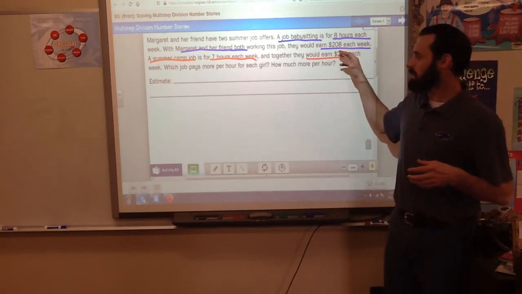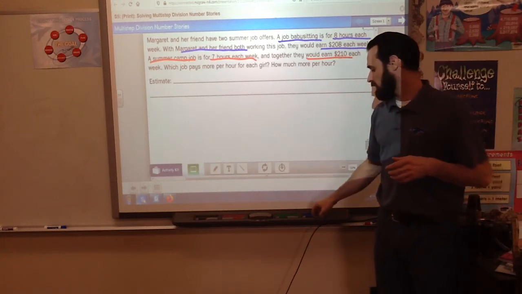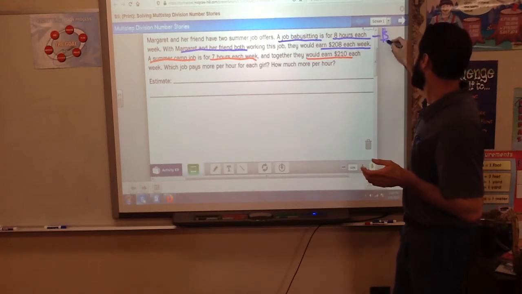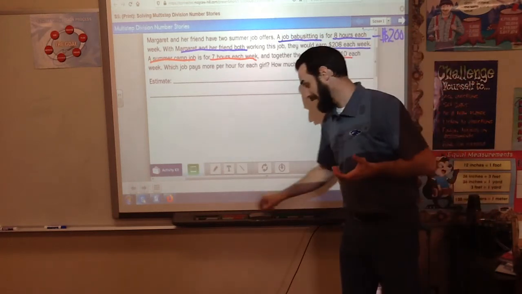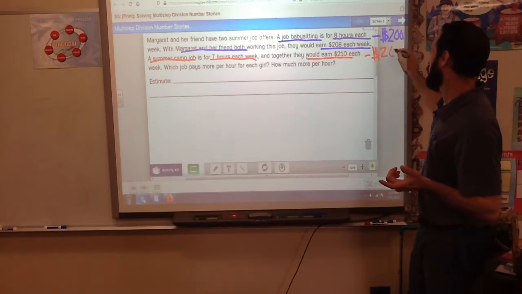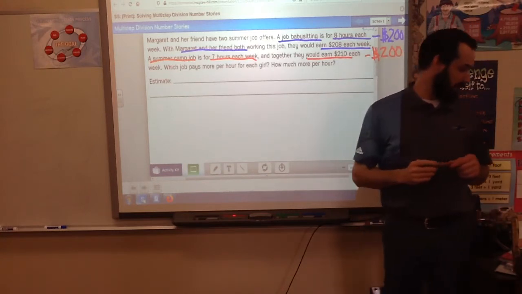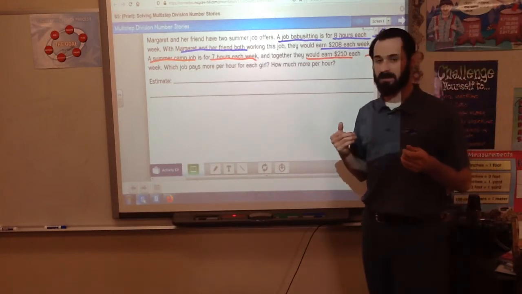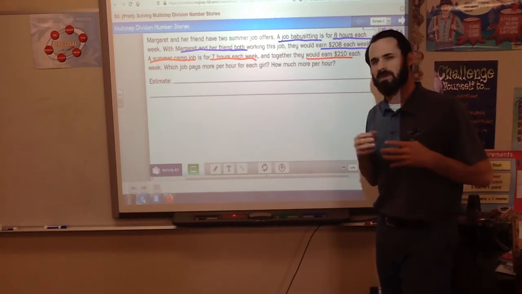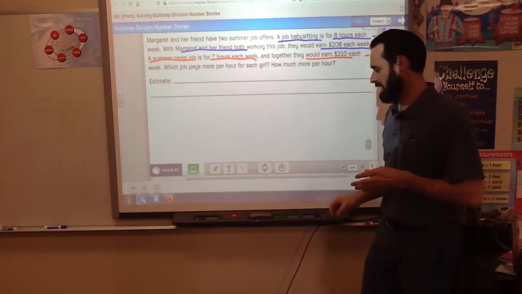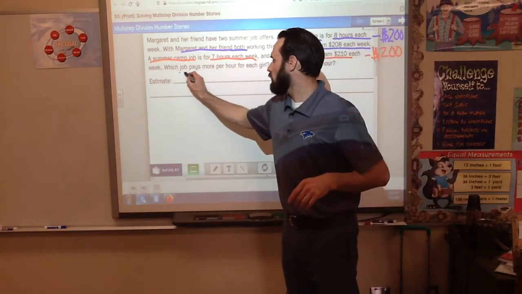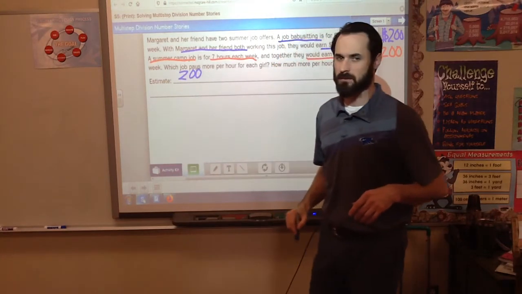If we just wanted to round these, for the babysitting job, it's about $200. And for the summer camp job, you could round that to 200 as well. Doing this estimate is an example of how sometimes estimates don't give you the whole picture, and I'll explain what I mean by that in a minute. First, let's start with the babysitter job. The babysitting job is about $200 a week.